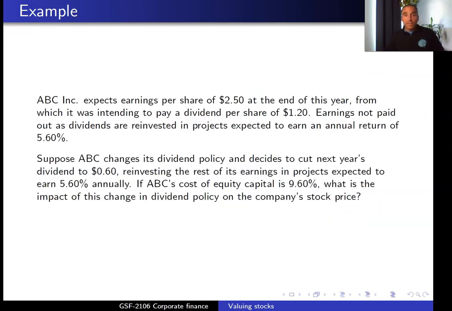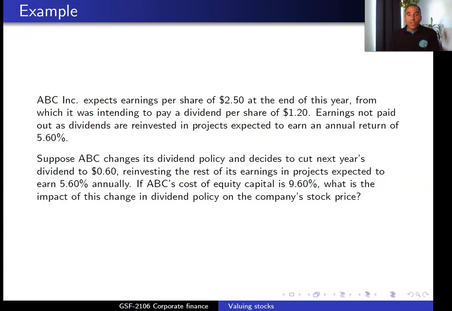Another example. ABC Inc. expects earnings per share of $2.50 at the end of this year, from which it was intending to pay a dividend per share of $1.20. Earnings not paid out as dividends are reinvested in projects expected to earn an annual return of 5.6%.